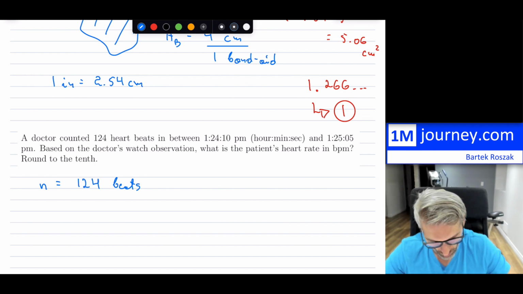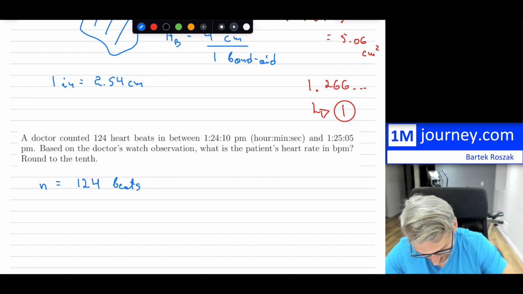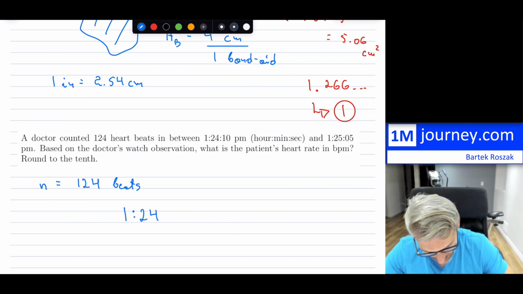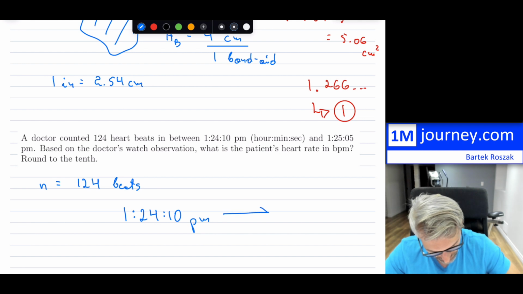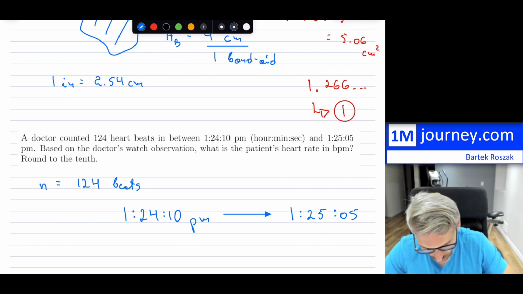Now this is between 1:24:10 p.m. and 1:25:05. So we have to be careful and count up. How long would that be? 1:24:10 p.m. goes all the way to 1:25:05, so not for very long, it's almost a minute there.